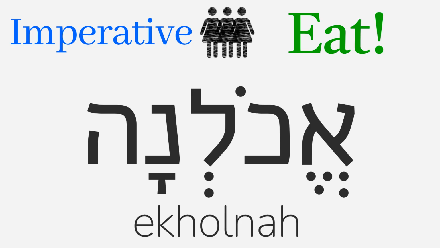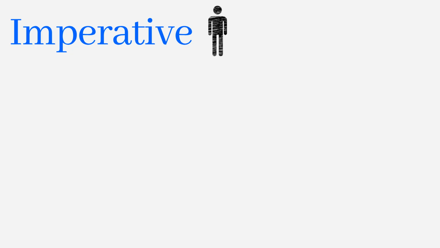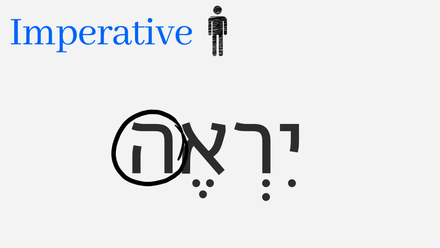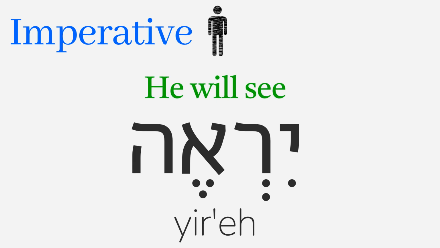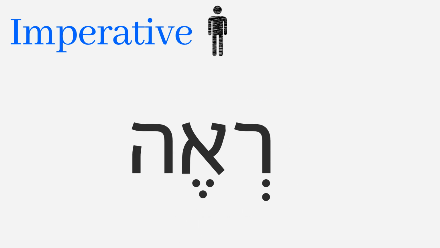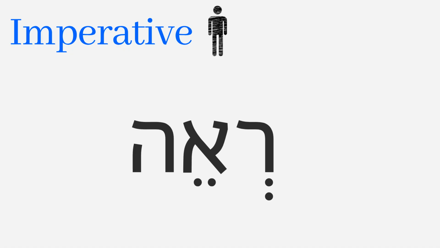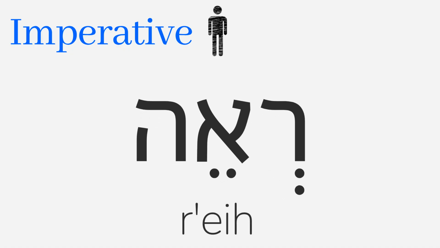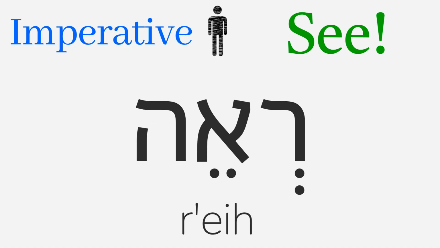To make the masculine singular imperative of a root that ends with hey, we can take a future tense verb such as yir'eh, he will see, remove the prefix, and also change the segol at the end to a tsere. That makes ra'eh to be the masculine singular command, see.